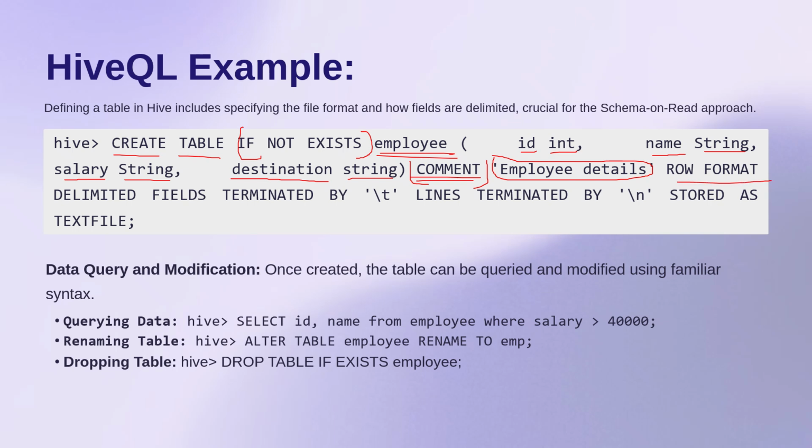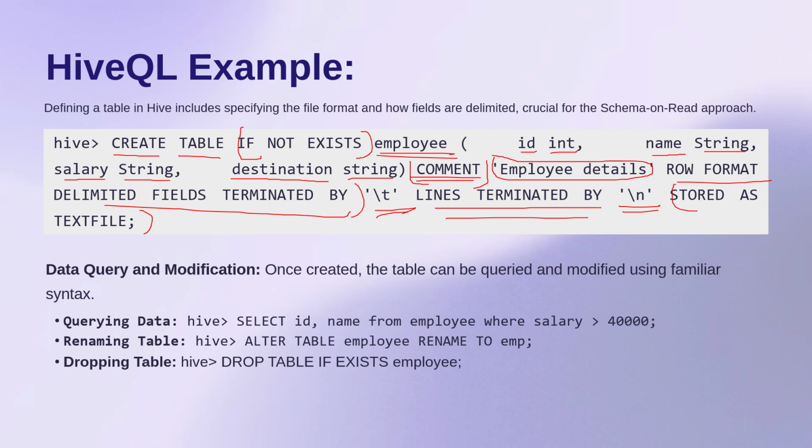Then we have row format delimited fields terminated by tab. This tells us that the row fields will be terminated by a tab. You can write anything over here in place of tab. It can be other escape characters as well. Then we have lines terminated by \n, which tells us a new line will be entered here. Stored as text file tells how it will be stored in our system.